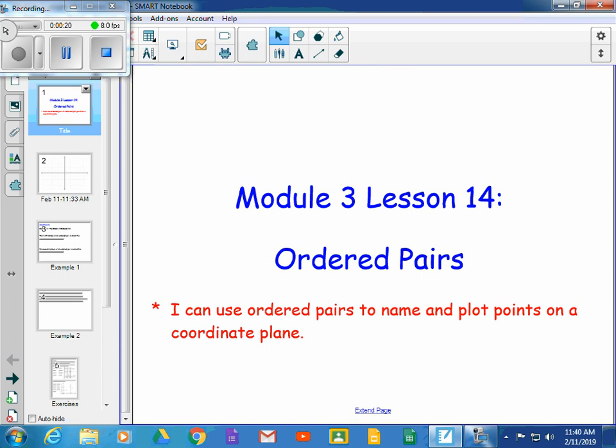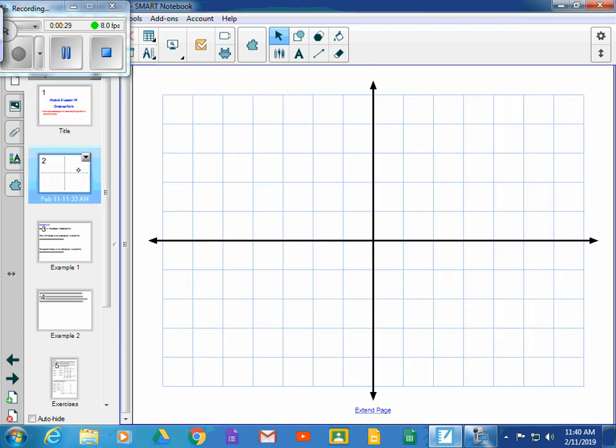If you need to go back and watch something again, or pause it, or watch the entire video again, please do so. We're going to focus on coordinate planes. This is a coordinate plane. And we're going to be plotting points on certain locations on that coordinate plane, and we're going to be able to describe those locations with ordered pairs.